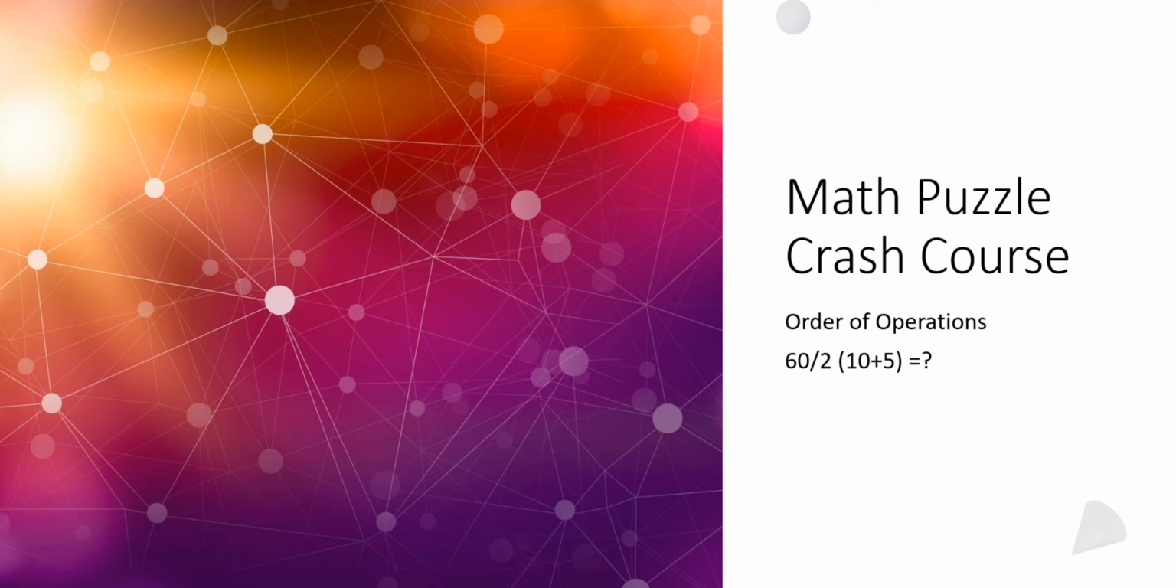All right, here is a puzzle that I found on Facebook. That is a pretty decent example of order of operations, the convention. It does offer a twist that some of the other puzzles don't, and I'll get into that a little bit more. But the problem is 60 divided by 2 times the quantity 10 plus 5.